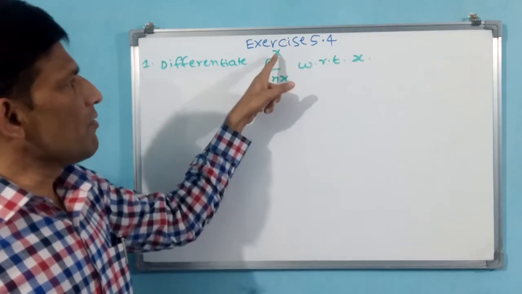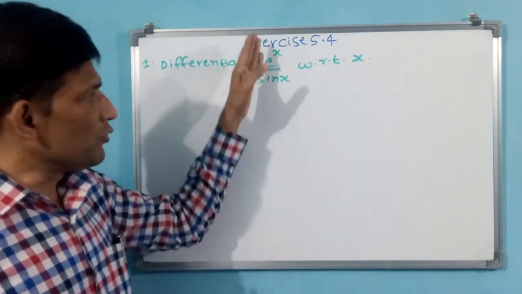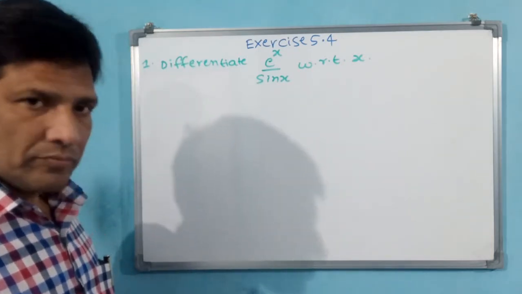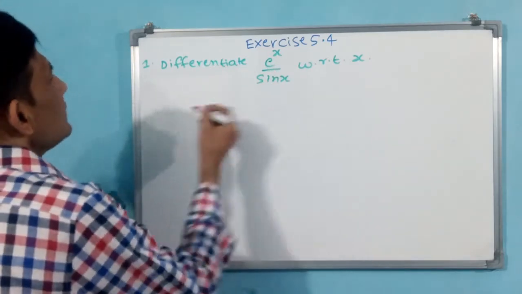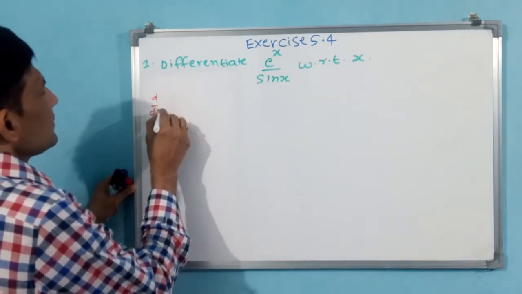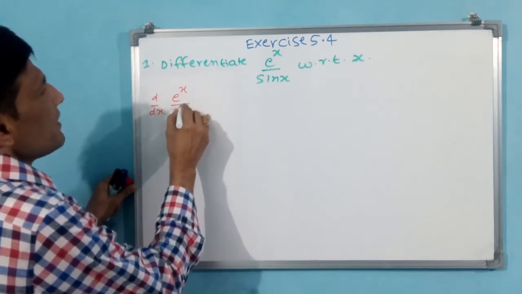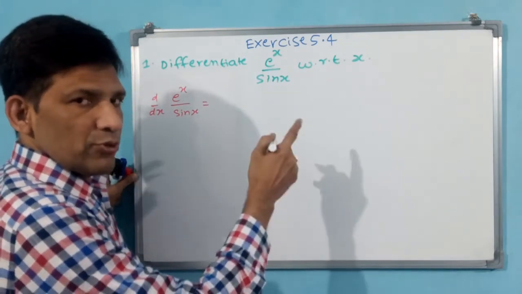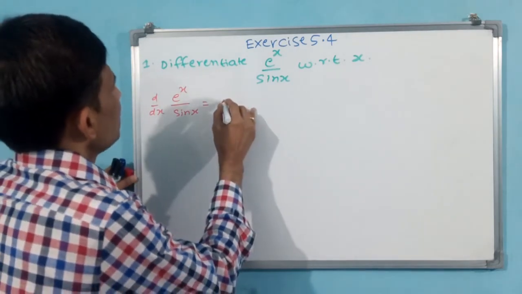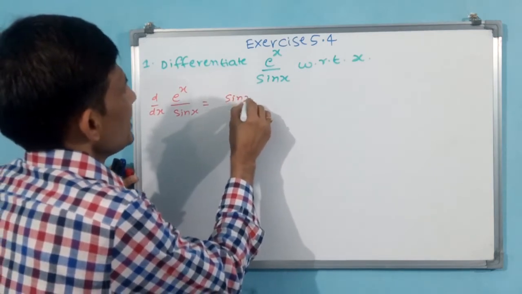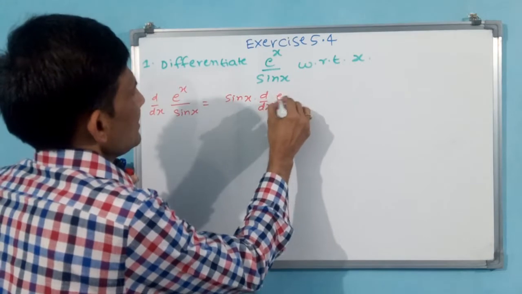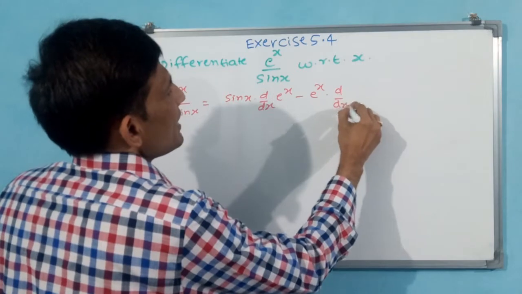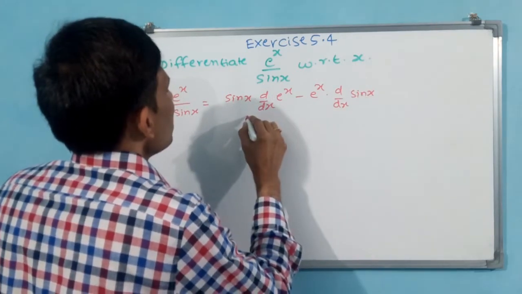Okay, see here, e power x has come, and in the denominator sin x has come, so you have to take it like u by v. Let us proceed further. See how I am doing. d by dx of e power x divided by sin x is equal to v du by dx minus u dv by dx, by v square. That formula I have to apply.